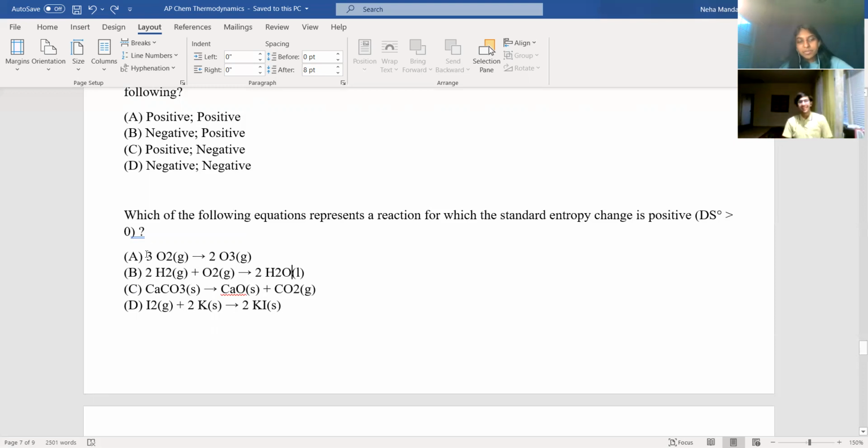I think the way I define good is energetically favorable. And then I deliberately skipped A because it had gas to gas, but if you look at it, it's basically 3 pieces going to 2 pieces, so that's less disorder. So we don't want that either. So C would probably be the correct answer. Let me check. Yes, it is C.